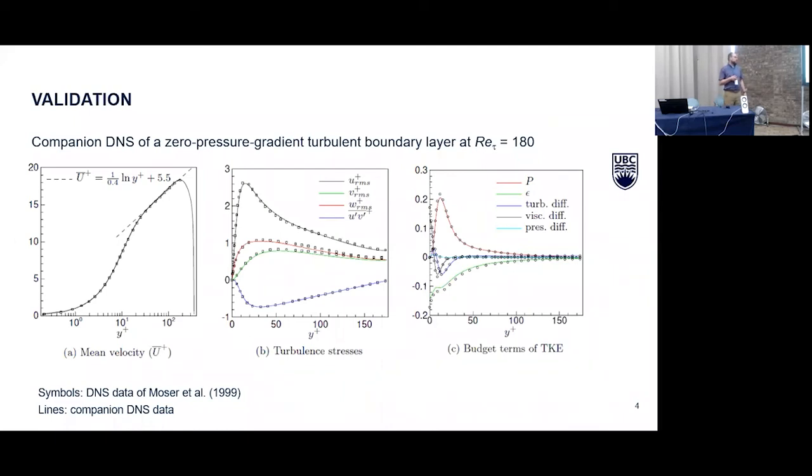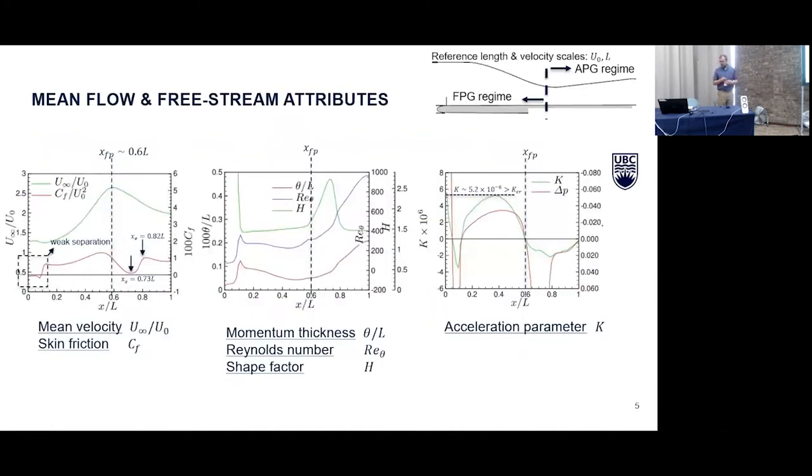These symbols correspond to the DNS data of Bob Moser, 1999, at that same Reynolds number. And the lines correspond to our DNS data. We see perfect match in almost all respects in the mean velocity, turbulence stresses, and also budgets of the turbulence kinetic energy. And that's saying something considering the high order moments that are present in our turbulence kinetic energy budgets. So with that to say, if someone tells you you can't use OpenFOAM for DNS, give them my email. I would beg to differ.